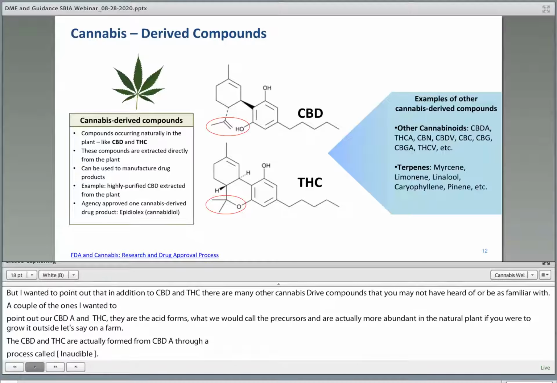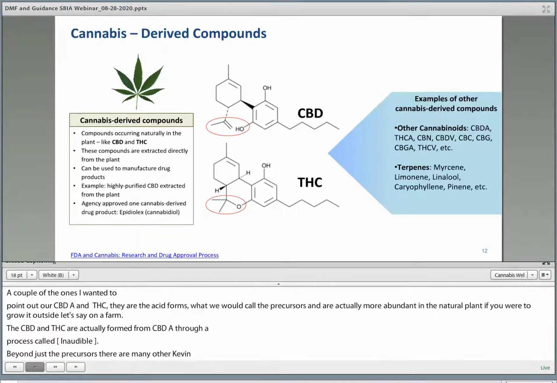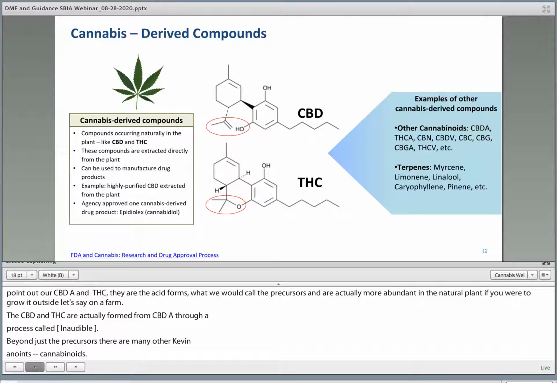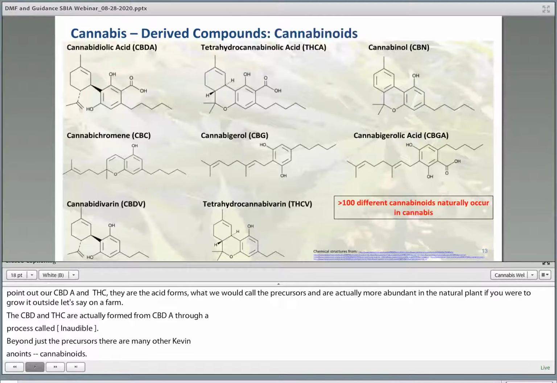And so beyond just CBDA and THCA, which are the precursors to CBD and THC, there are many other cannabinoids. A few popular ones are CBN, which is a degradant product often found, CBDV, CBC, CBG, CBGA, which is the precursor to CBG, and THCV. There's also a large class of compounds in cannabis known as terpenes. The 5 most common ones are listed here, and we'll talk about those in just a minute on our next couple of slides.